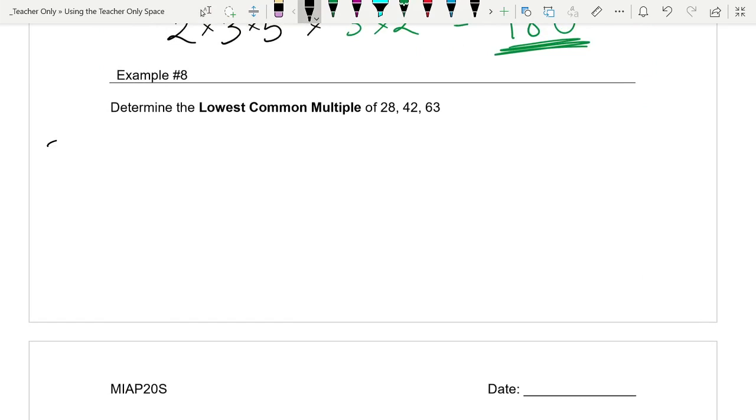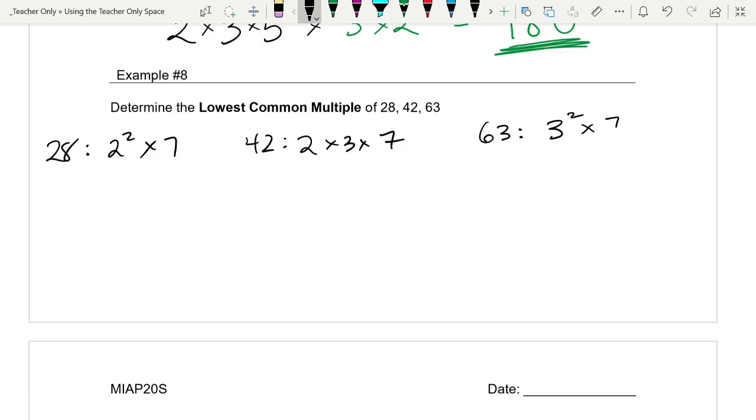So 28. What's 28's prime factorization? There's a 4 and a 7. 2 squared times 7. 42 is a 6 and a 7, so that's a 2 and a 3 and a 7. And 63, I think we did that one already today. That one's a 3 times a 2 times a 7. No, wait a minute. Let's do that again. 21 times 3. It's 3 times 3 times 7. 3 squared times 7. There we go. Looking good.